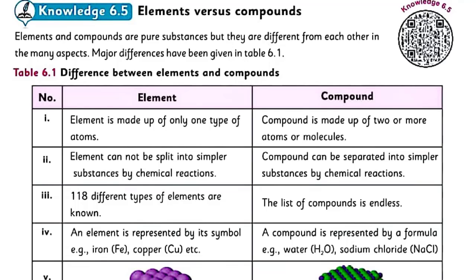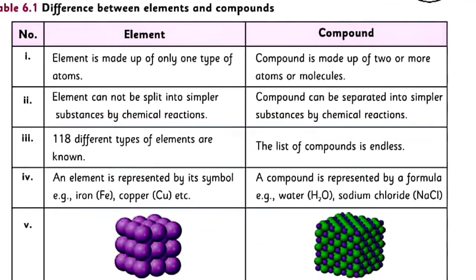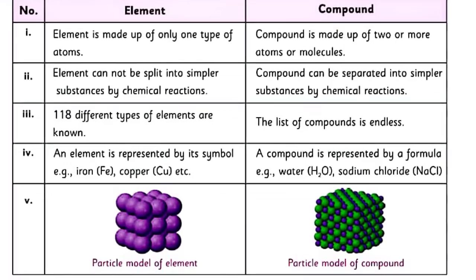3. 118 different types of elements are known. The list of compounds is endless. 4. An element is represented by its symbol, e.g., iron, copper, etc. A compound is represented by a formula, e.g., water, sodium chloride.